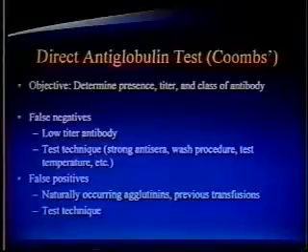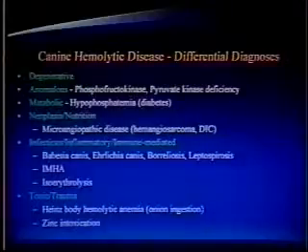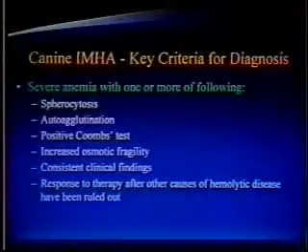There are some naturally occurring agglutinins that can give you a false positive result, and so in any case, you have to interpret the patient in the light of all the clinical signs and findings that you are observing. But a Coombs test would be the test of choice to diagnose immune-mediated hemolytic anemia when you don't have evidence of direct agglutination. Okay, we're going to skip past that.